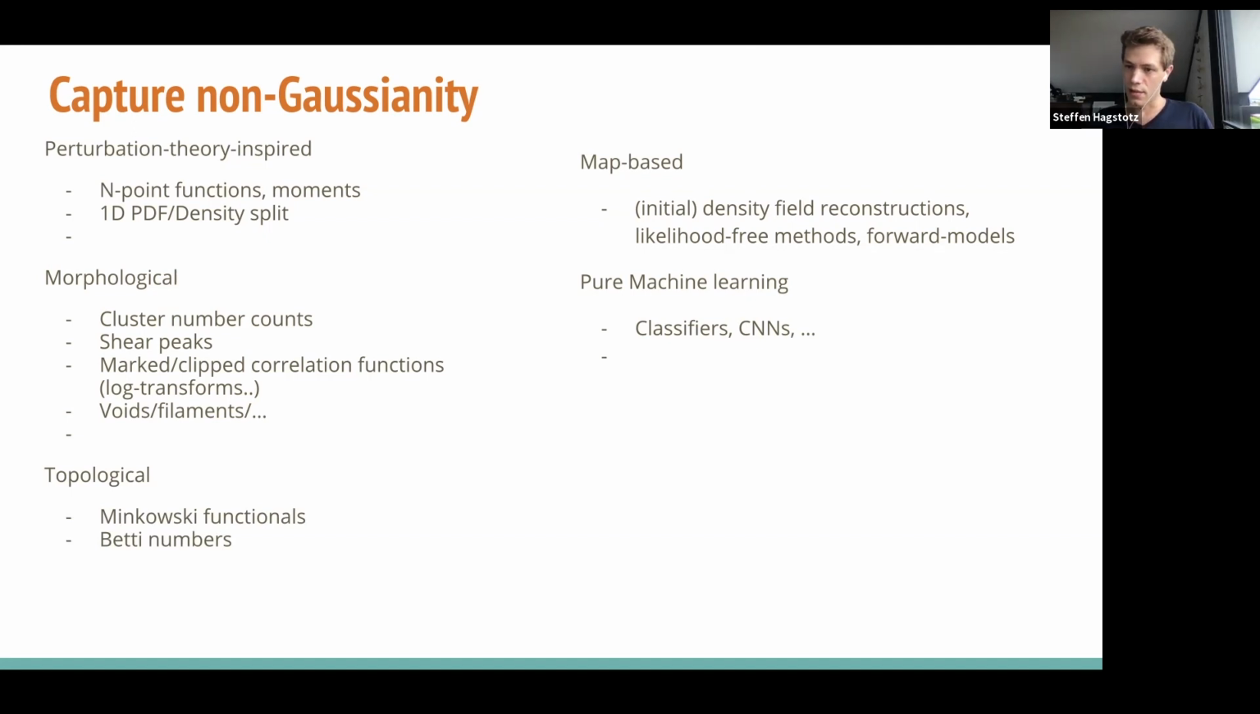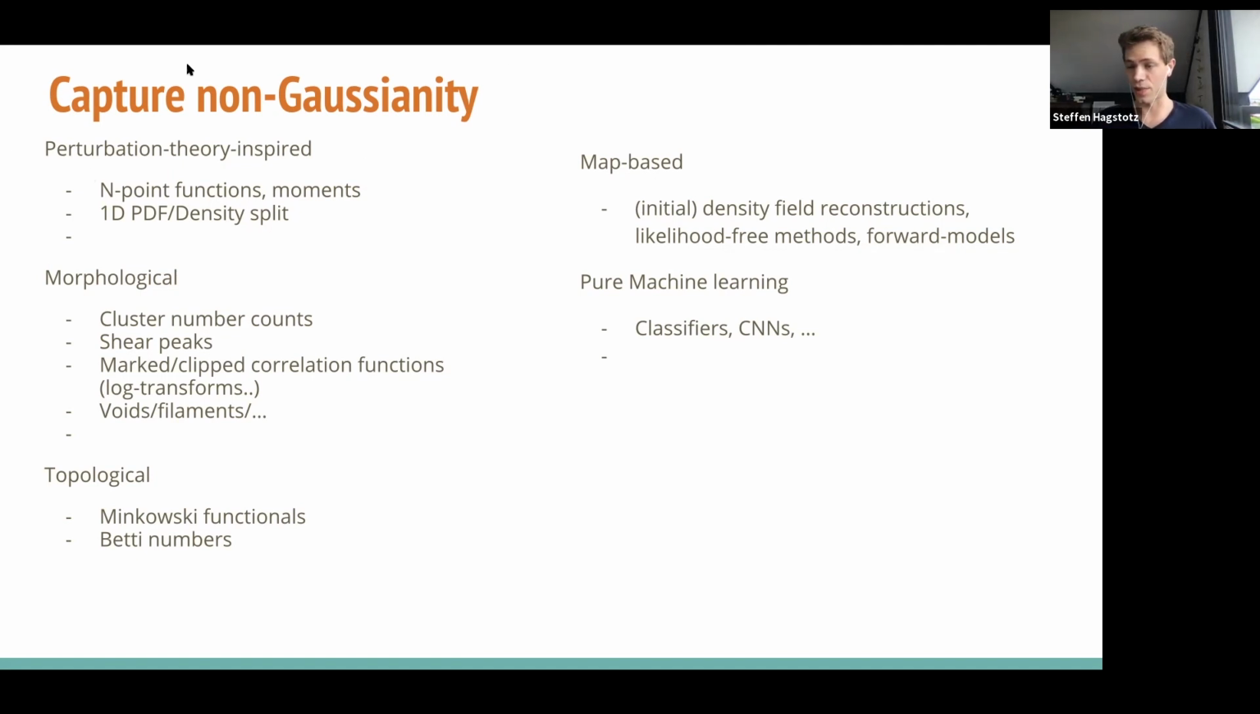Okay, and then the next category is something that I called morphological. It's a bit like if we as people look at the map of the large-scale structure, then we see things like clusters and filaments, and these morphological probes try to use this structure somehow. So cluster number counts are kind of the classic method. This is also, of course, connected to perturbation theory. You can try to predict the cluster number counts analytically.